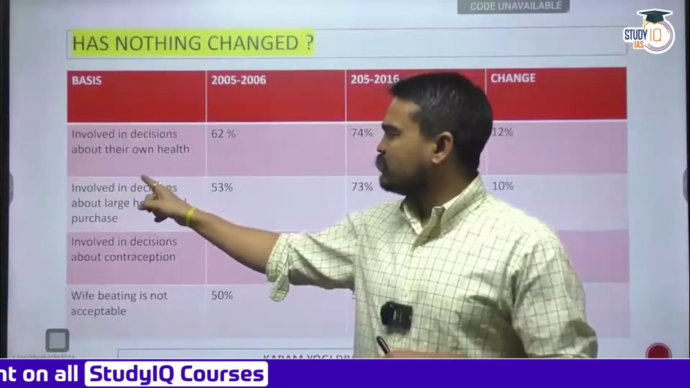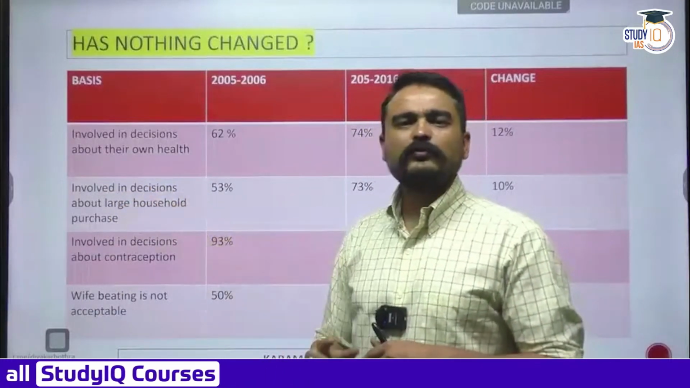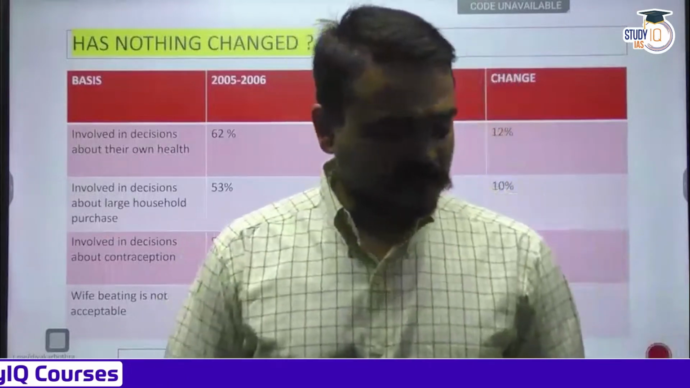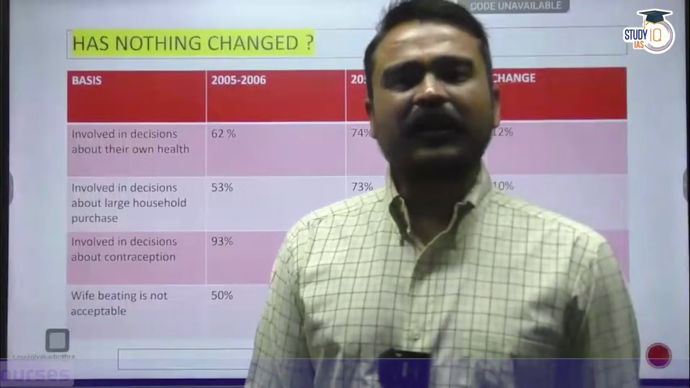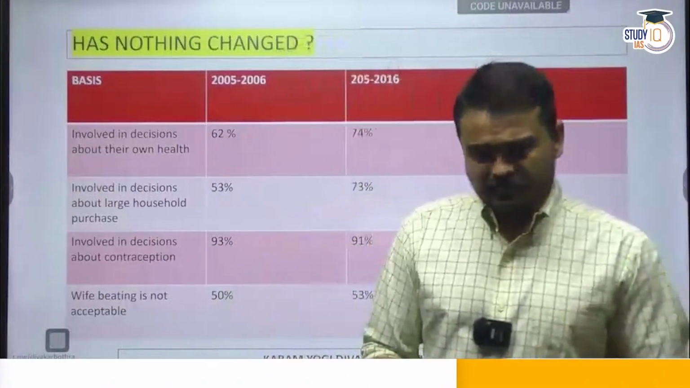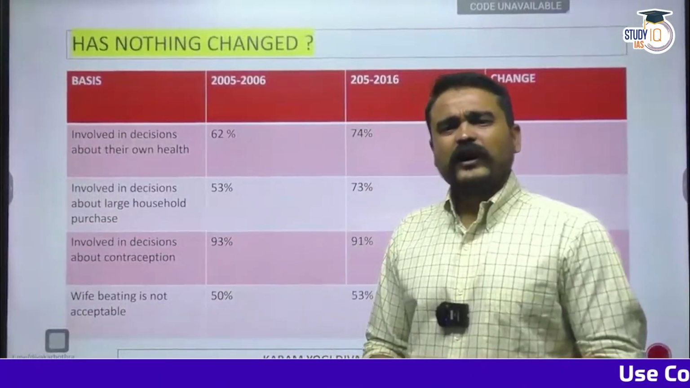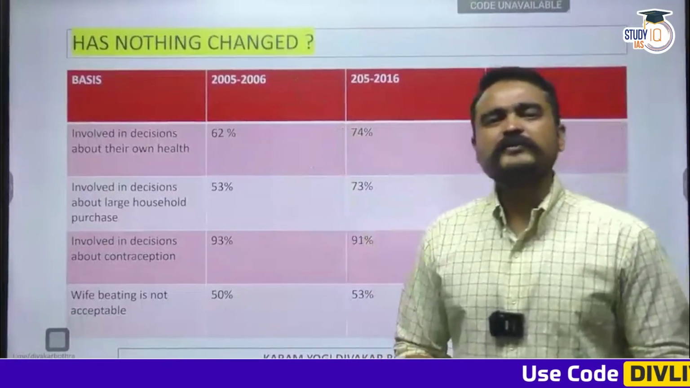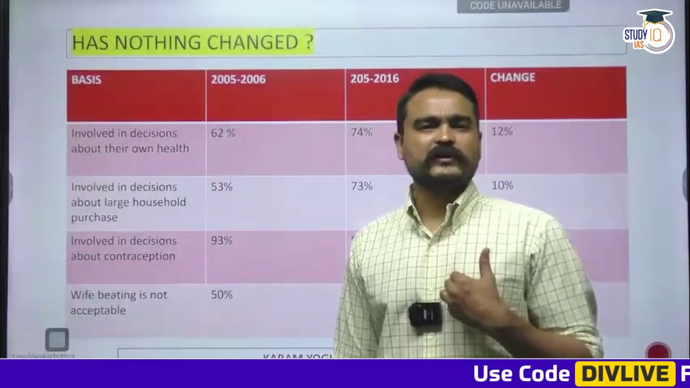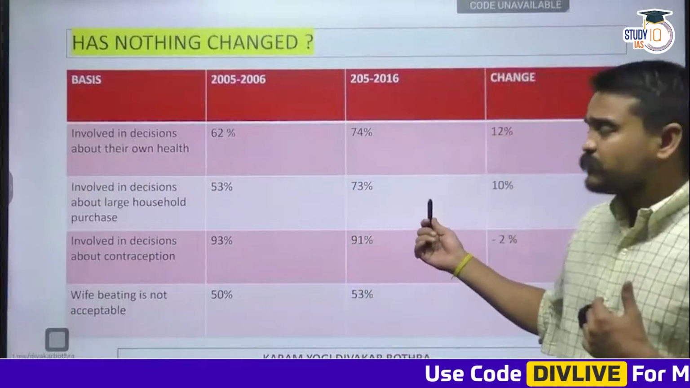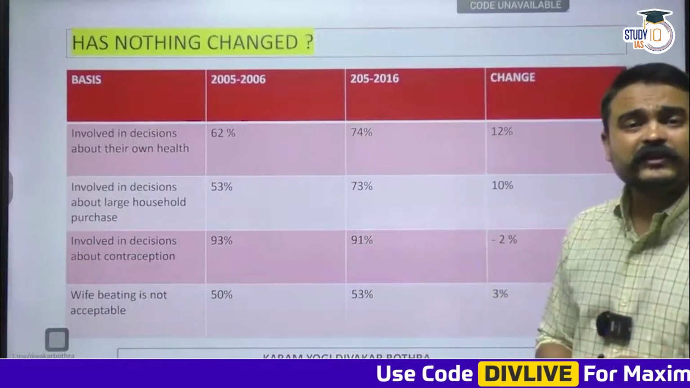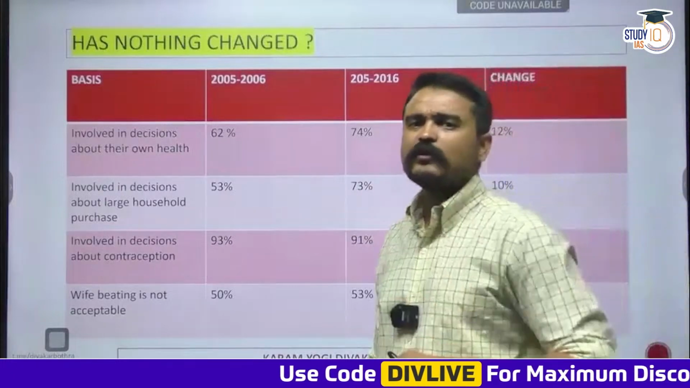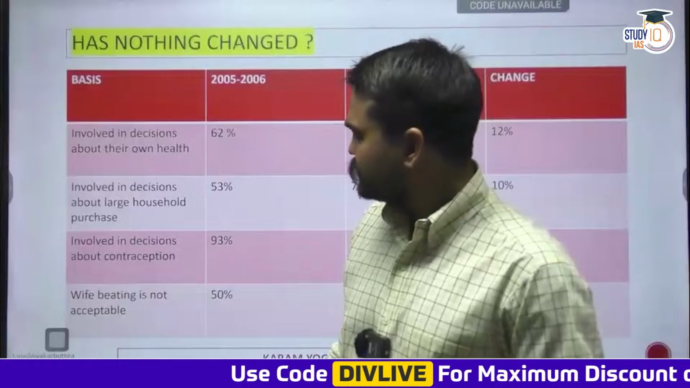How many women are involved in decisions about large household purchases? If the family is purchasing any large asset, be that a house, car, land, or any such equipment, are women consulted? In 2005-06, 53% of women said yes, we are also consulted. In 2015-16, that percentage went up to 73. A 20% increase in 10 years, and that's not small by any chance.